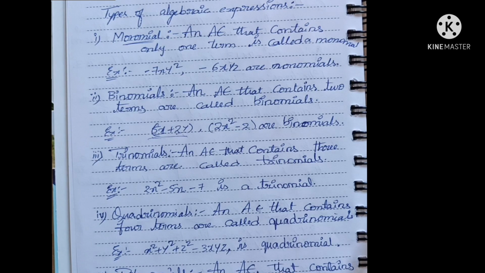Quadrinomial. If a polynomial has 4 terms, then we call it a quadrinomial. For example, x square plus y square plus z square minus 3xyz is an example of a quadrinomial because it has 4 terms. Those are x square, y square, z square and 3xyz.